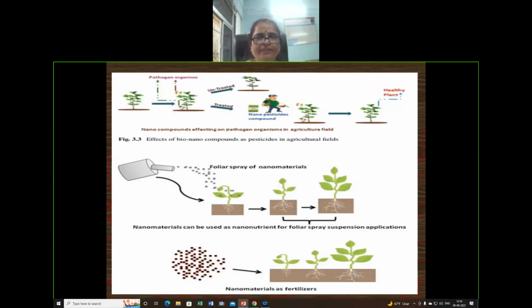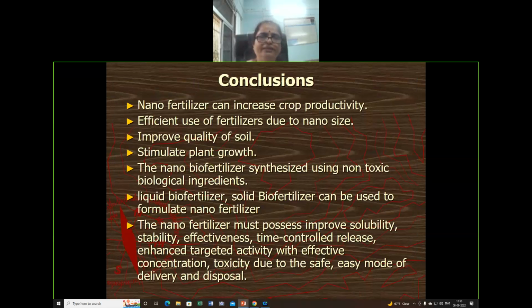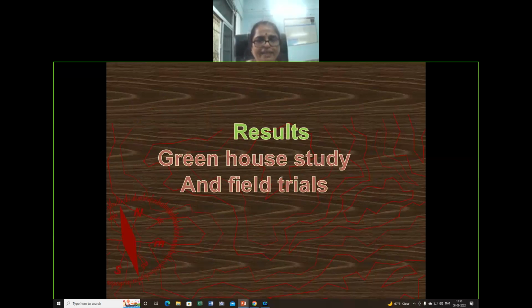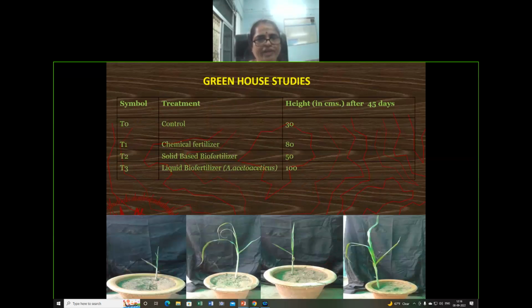These are some of the images. I won't go into detail, but this is the thing which again is at par with what our biofertilizers would give. These are some of the greenhouse studies which I have conducted.